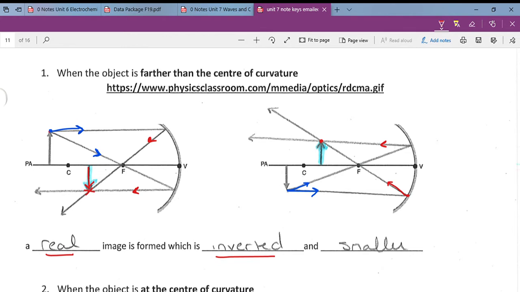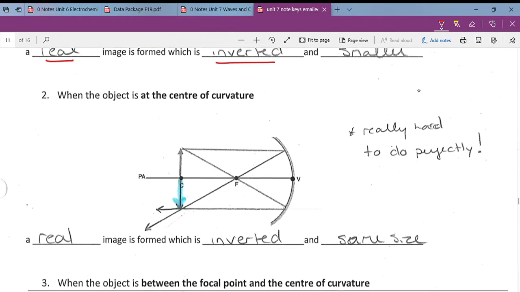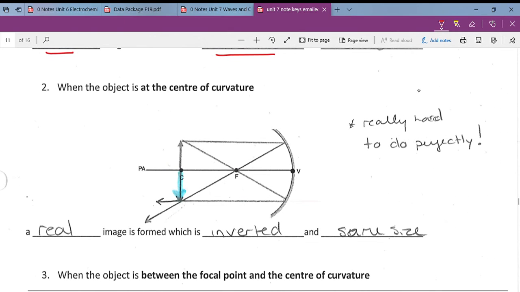And again, because the reflected image is on the same side as my original image, it's a real image, it's inverted, and it's smaller. All right. Next one. This one is brutal. I think I had to erase and redo this one about 100 times to make it perfect.